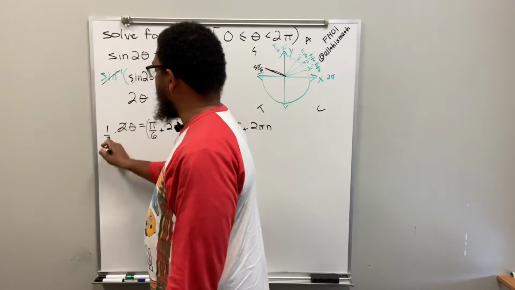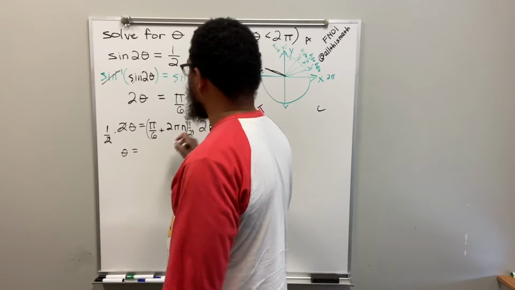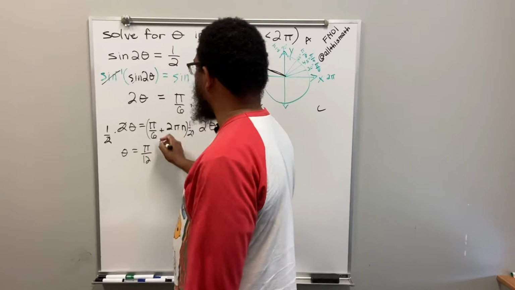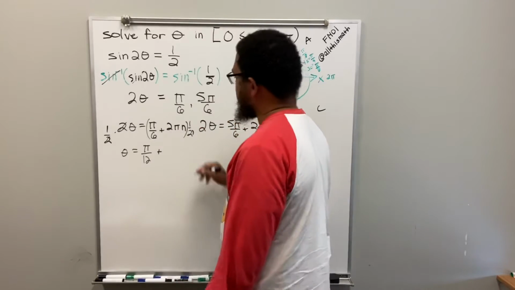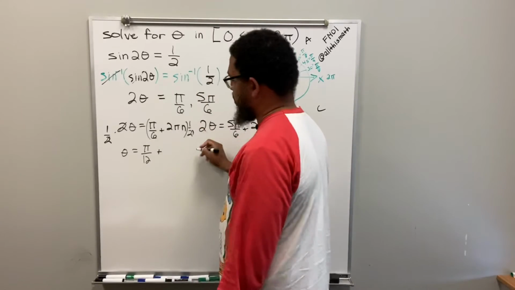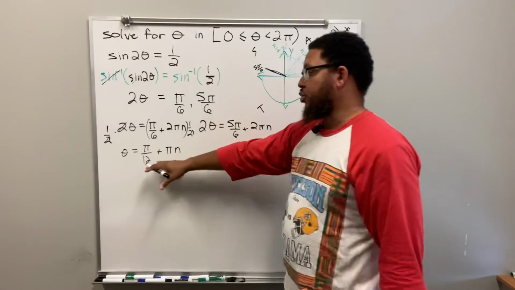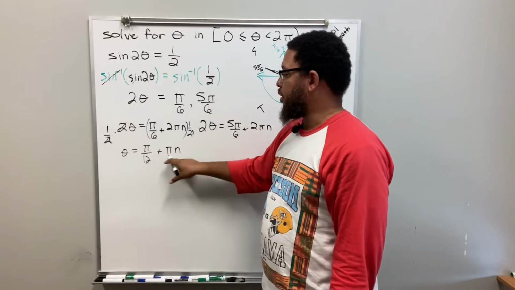So these 2's cancel out, leaving me with theta is equal to pi over 6 times 1/2, which is pi over 12. Because 1 times pi is pi, 6 times 2 is 12. And then over here, we've got 2 pi n over 2. These 2's are going to cancel out, leaving me with just pi n, right? So that's one of my answers. This is the general formula of the answer: pi over 12 plus pi n.